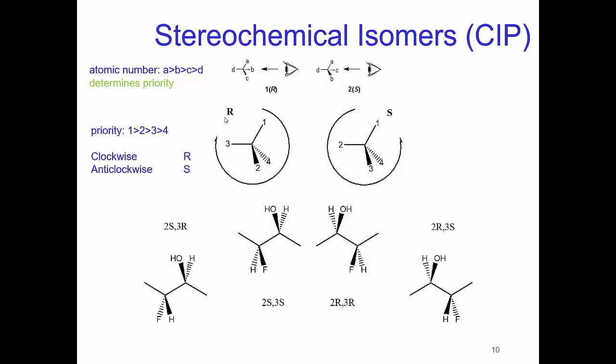Right? So our priority is 1, 2, 3, 4. Clockwise is R, anti-clockwise is S. Now, we have 4 compounds down here at the bottom, and we have already designated what their stereochemistry is. So the question is, okay, how did we get to this? And what's the relationship that we have between these different compounds, right?